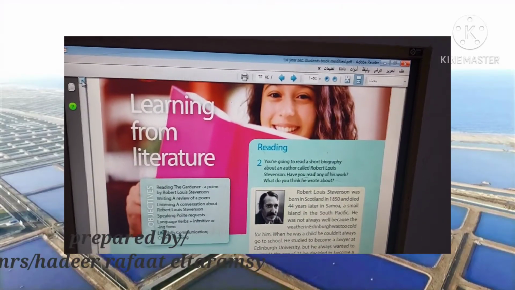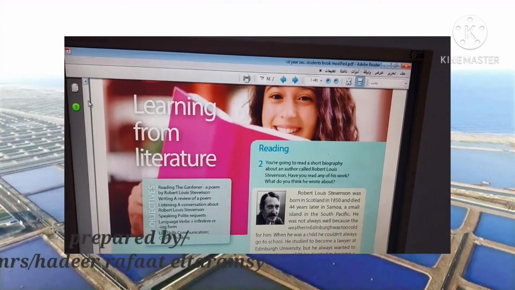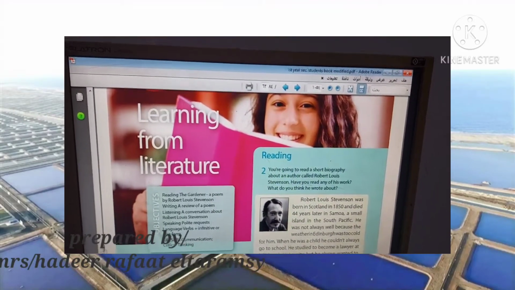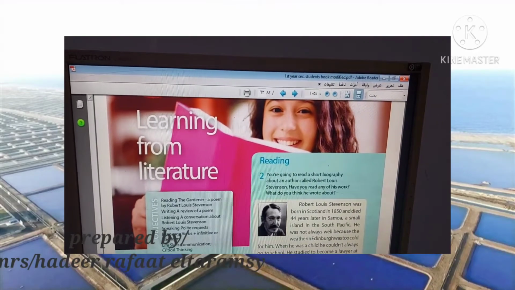Learning from literature. What do I mean by literature? Means الأدب. Okay?